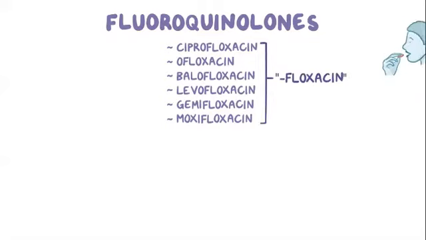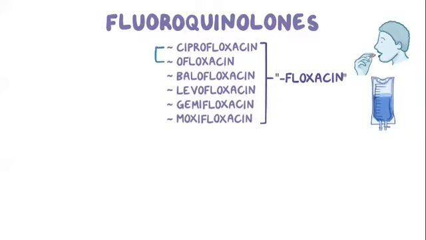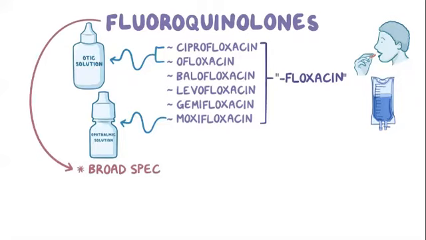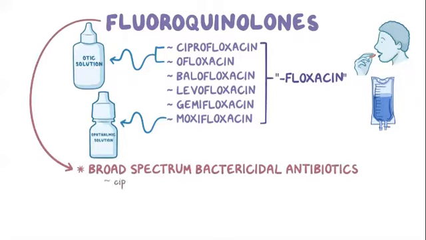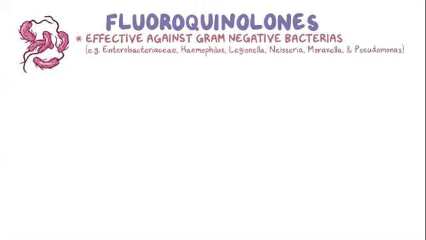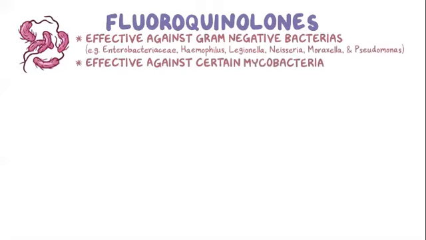These medications can be taken peroral or via IV, but ciprofloxacin and ofloxacin are also available in otic formulations, while moxifloxacin is also available in ophthalmic solutions. Now, fluoroquinolones are broad-spectrum bactericidal antibiotics, and ciprofloxacin in particular is widely used. They are very effective against gram-negative bacteria like Enterobacteriaceae, Haemophilus, Legionella, Neisseria, Moraxella, and even Pseudomonas species. They are also effective against certain mycobacteria and can be used for the treatment of tuberculosis.